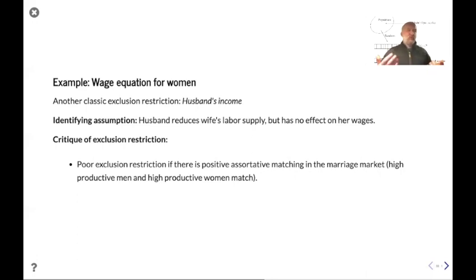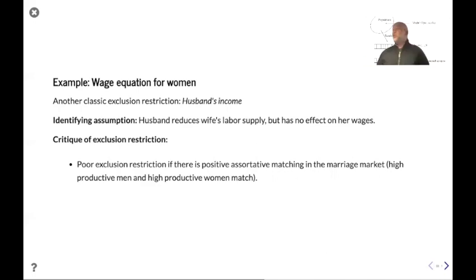It's reasonable. You go to job interviews, and they don't ask you what your husband is earning. So in that sense, it's right. But it's still potentially correlated, right? Because what is going on in the marriage market? Maybe rich people that are highly productive are marrying each other. Then you've got positive assortative mating in the marriage market. So highly productive men and highly productive women are matching.